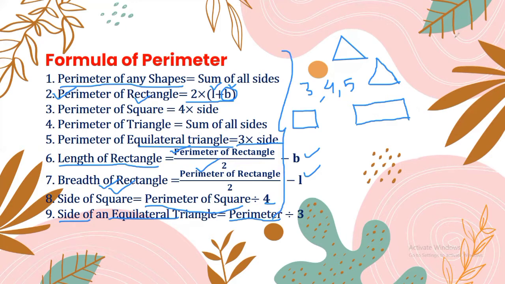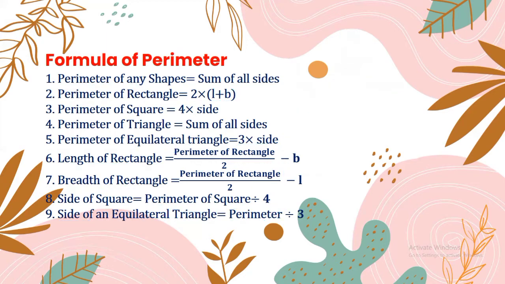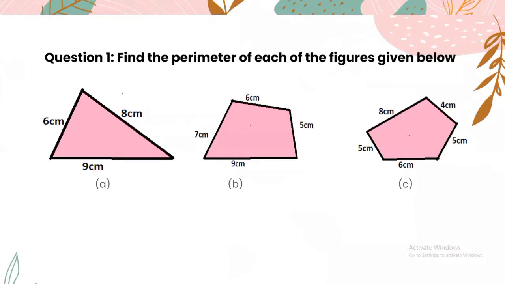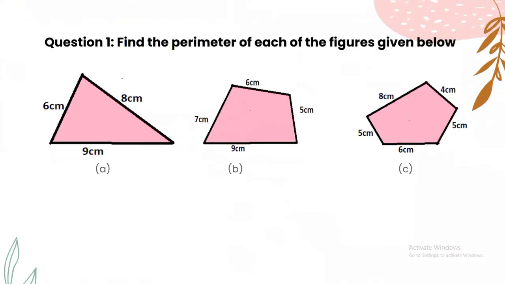Now we are going to discuss a few questions from your book. I'm going to discuss the first question first. So this is the first question, from R.S. Agrawal. The first question is: find the perimeter of each of the following given figures. You can see here, this is a triangle.